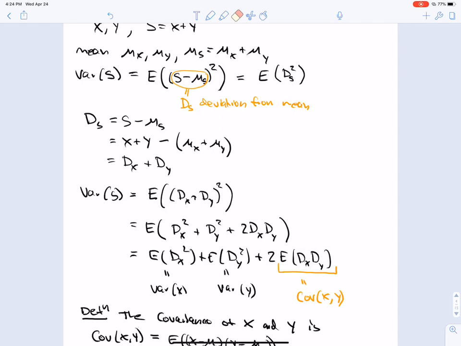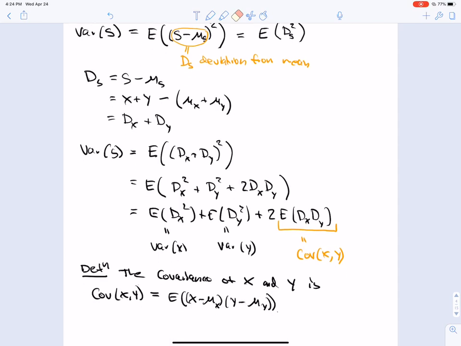If you FOIL that and you distribute the expectation, we get the variance of X plus the variance of Y plus 2 times the expectation of dX dY. And that new cross term is what we call the covariance. So the expectation of dX dY is the definition of the covariance of X and Y.